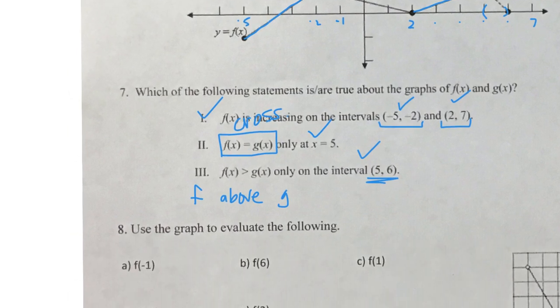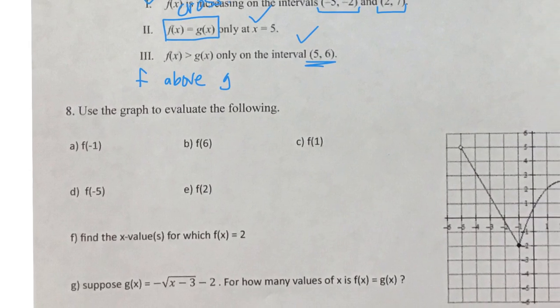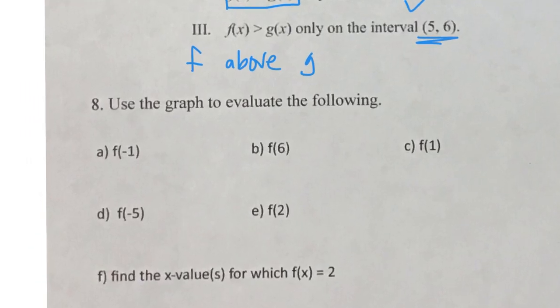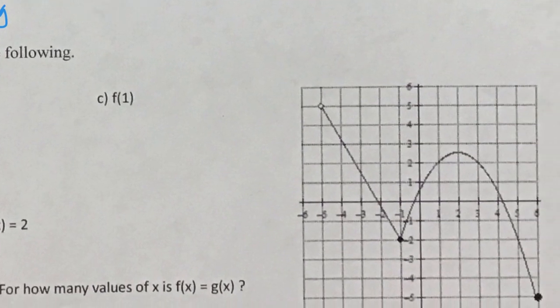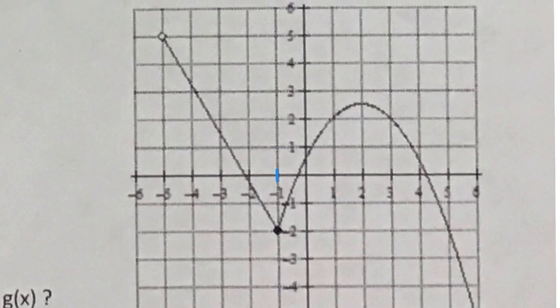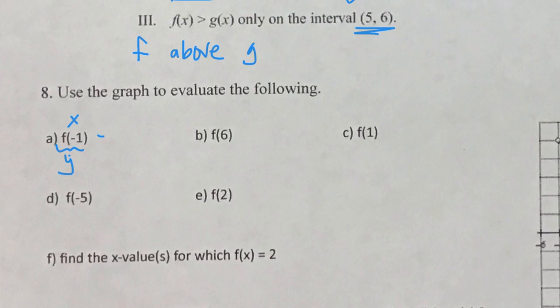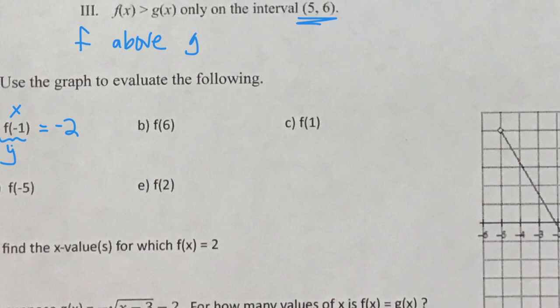Excellent way to analyze. Okay, number 8, we're given this graph over here, and we want to evaluate. So remember, this is your x value, and we're trying to figure out what the y value is when x is -1. So when x is -1, y has a value of -2. So put that in there. This equals -2.